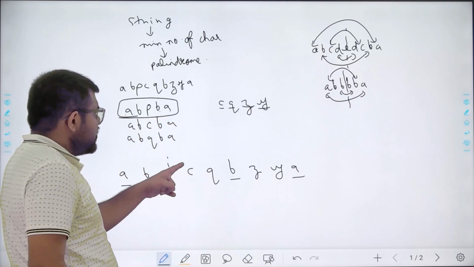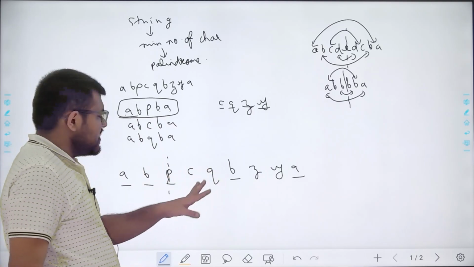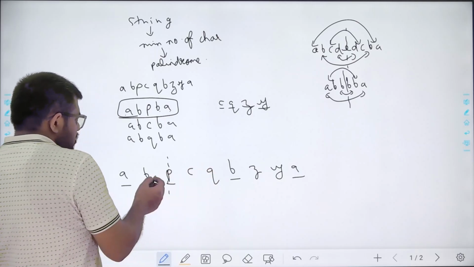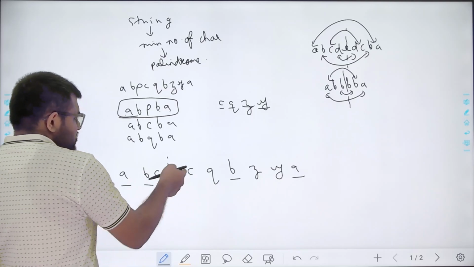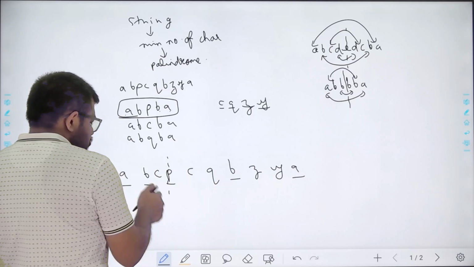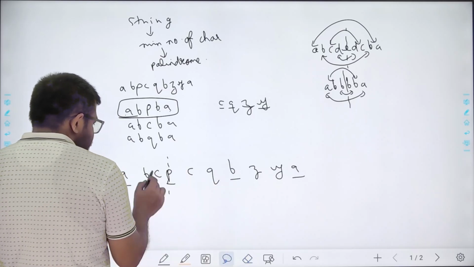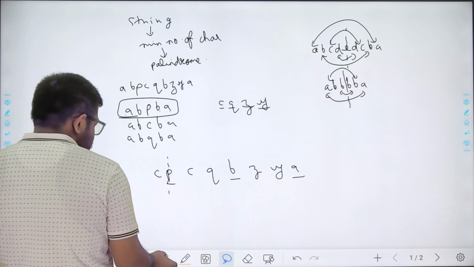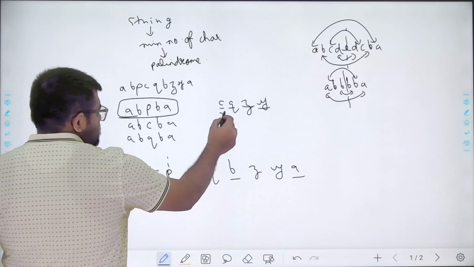So where is C? C is between P and B. Q we have not taken yet. So C is between P and B. So between P and B, if I add a C, the pair for this is formed. Now where is Q? It is between C and B. So between C and B, I'll add a Q here. Okay, so basically between B and C, I will add a Q. So it will become ABQ. Okay, now this is done, this is done.